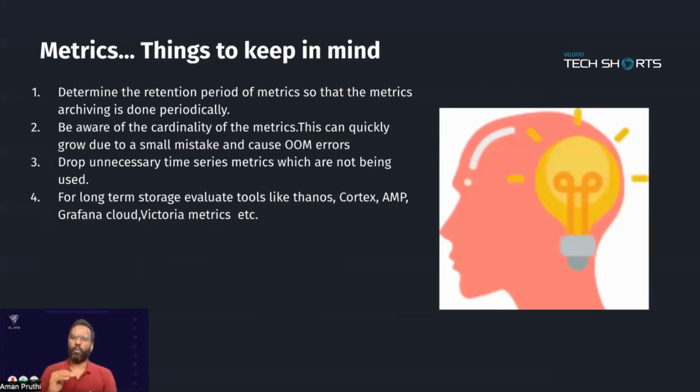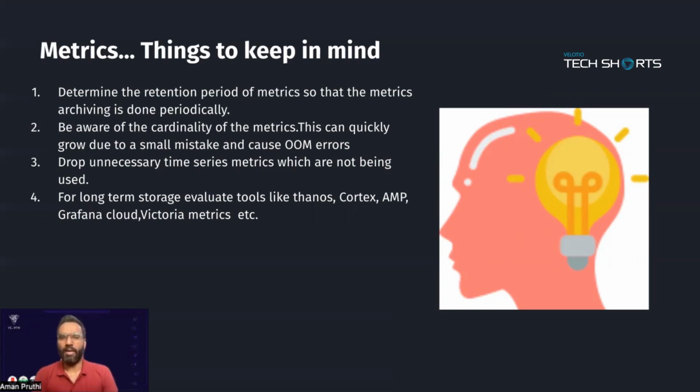Okay. So what are the things you should keep in mind when you're designing observability and measuring your metrics? First is to determine the retention period of metrics. You want it for a month, or for 6 months. All those things come from business requirements. So you determine it so that your metrics are archived periodically, right? Second is to be aware of the cardinality of metrics that we have already talked about, that is, the number of time series in the DB, right?